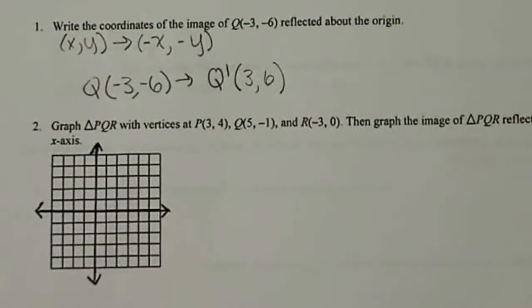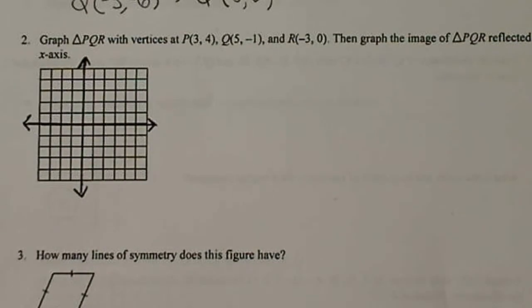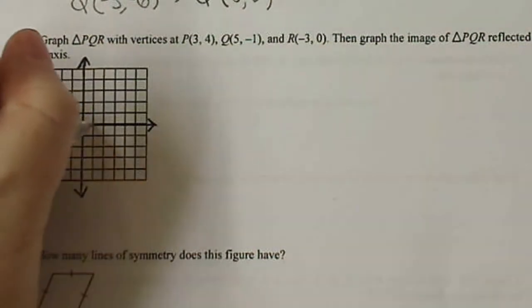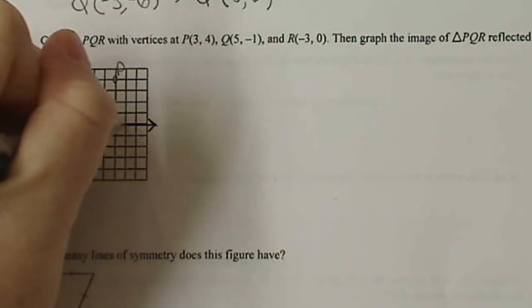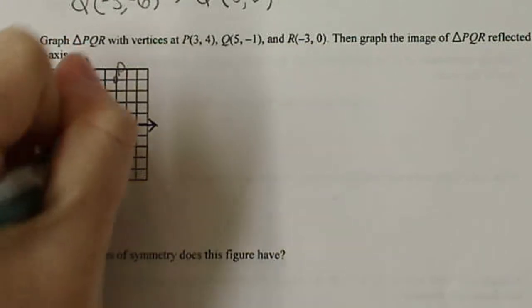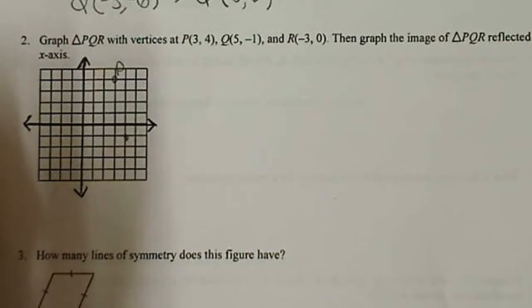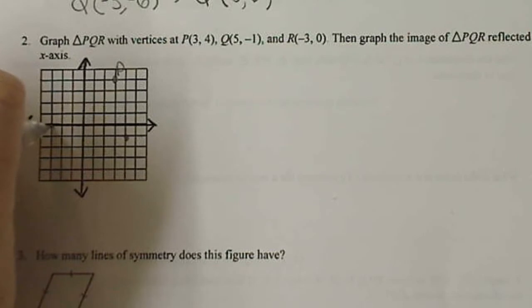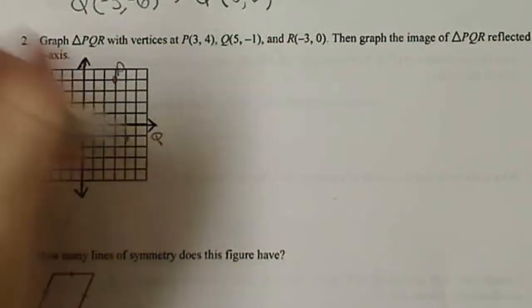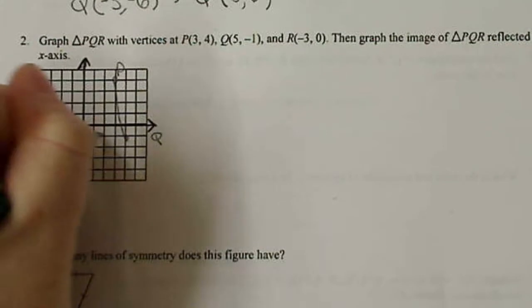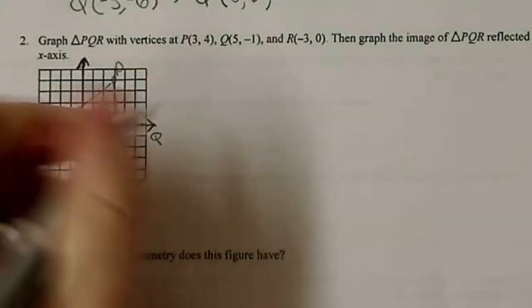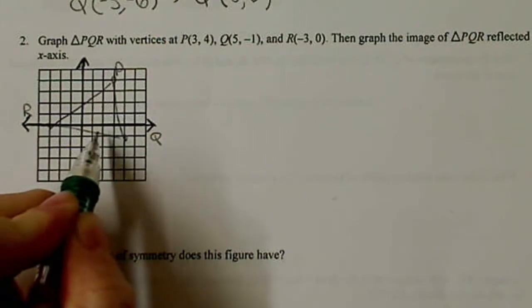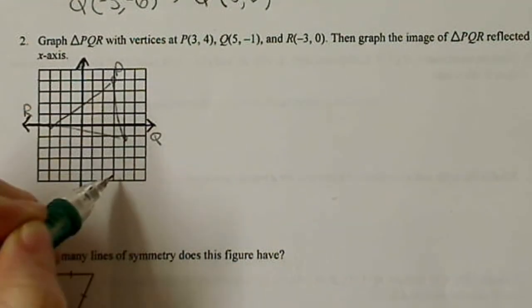Okay? Number 2, go ahead and plot those points. P, Q, and R. And it says to reflect it in the x-axis. This right here is your x-axis. So P is now going to flip down to here.